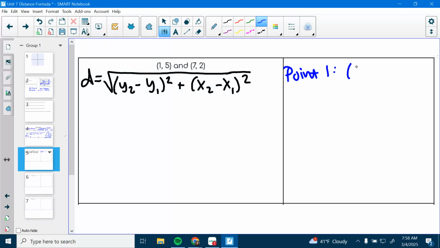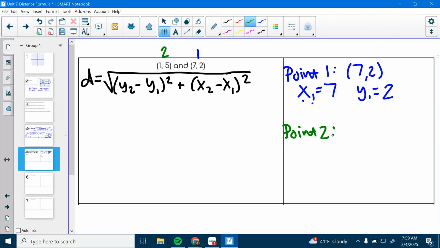So I'm going to choose 7, 2. I just chose the second point to be point 1. Okay? So then I'm going to identify the x value and call that x1. Well, the x value is 7. So y1 is equal to 2. The y value of point 1 is 2. So anywhere I see an x1, I'm going to replace it with a 7. Anywhere I see a y1, I'm going to replace it with a 2. And I'm going to do the same thing for point 2. Point 2 is 1, 5. So x2 is equal to 1.